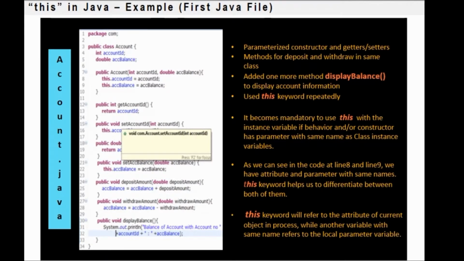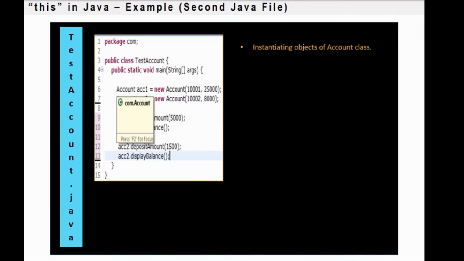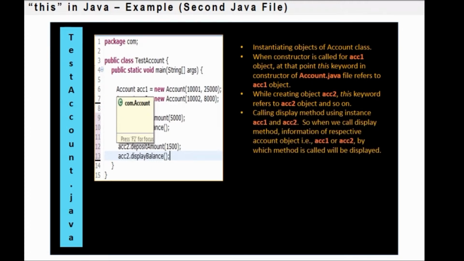the local parameter variable. Now let us observe another Java file, testaccount.java. Here, we are instantiating objects of account class. So when constructor is called for account1 object, at that point, this keyword in constructor of account.java file refers to account1 object. Similarly, while creating object account2, this keyword refers to account2 object and so on. Note that, we are calling display method using instance, account1 and account2. So when we call display method, information of respective account object, that is, account1 or account2, by which method is called, will be displayed.